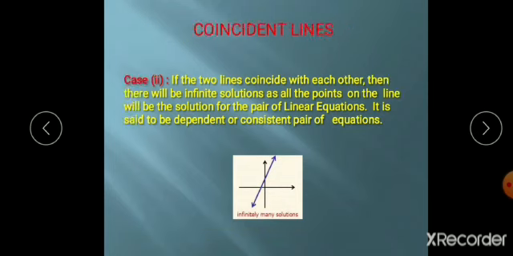And if you see the second condition, case 2, sometimes both the lines will coincide, meaning one on another. Line 1 and line 2 will be in the same order pair. So it is called coincident lines. If two lines coincide with each other, then there will be infinite solutions. We can't find out.